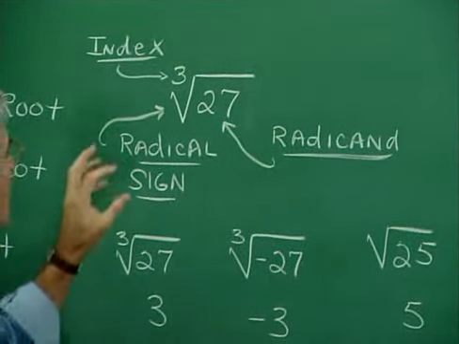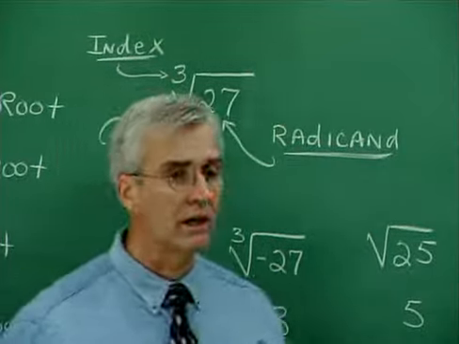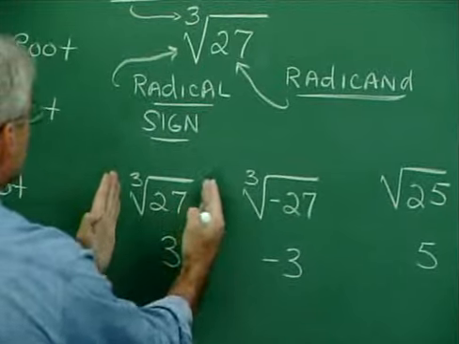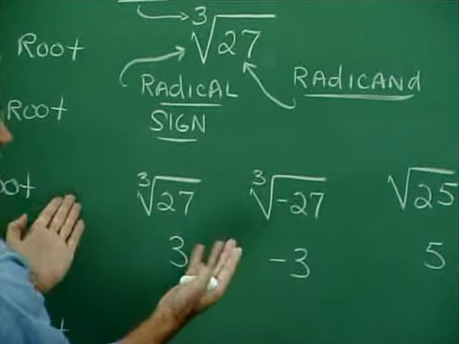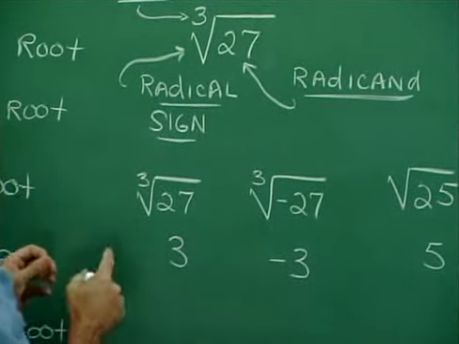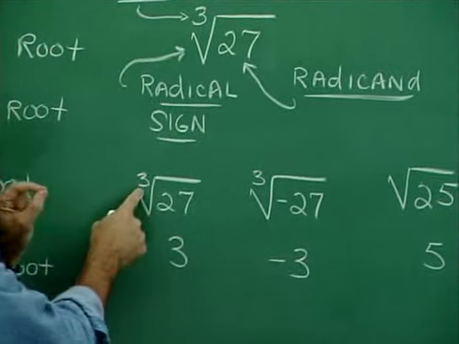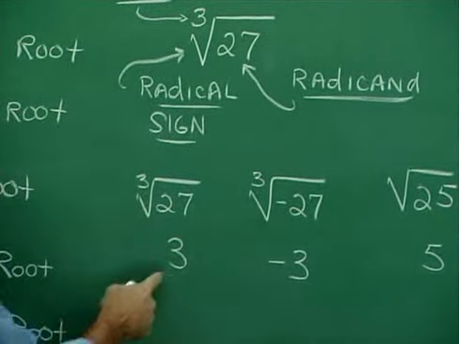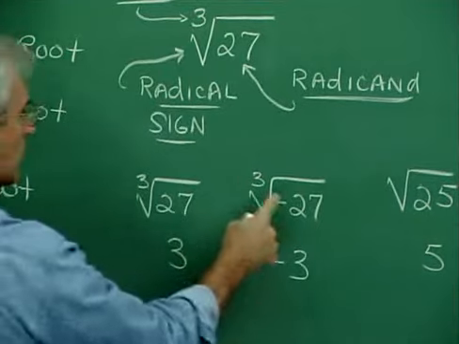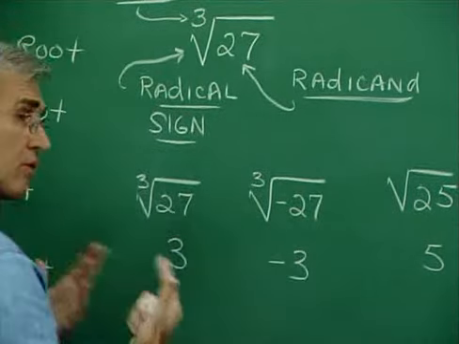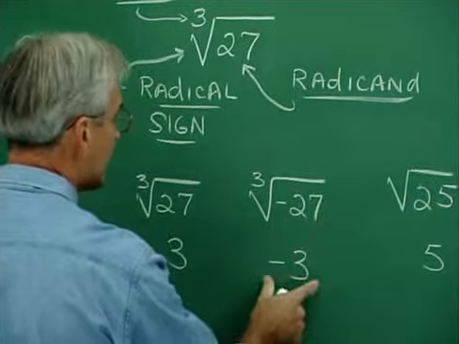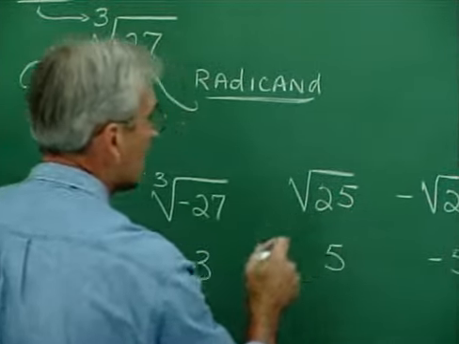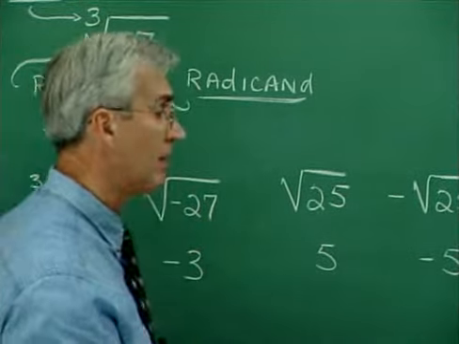Now, the radical can be interpreted in this way: when we look at this, it is a request for a number, a factor that is used 3 times. It's a request for one of 3 equal factors within 27, and that number would be 3. The cube root of negative 27, what is one of 3 equal factors that gives negative 27? Well, it's negative 3.